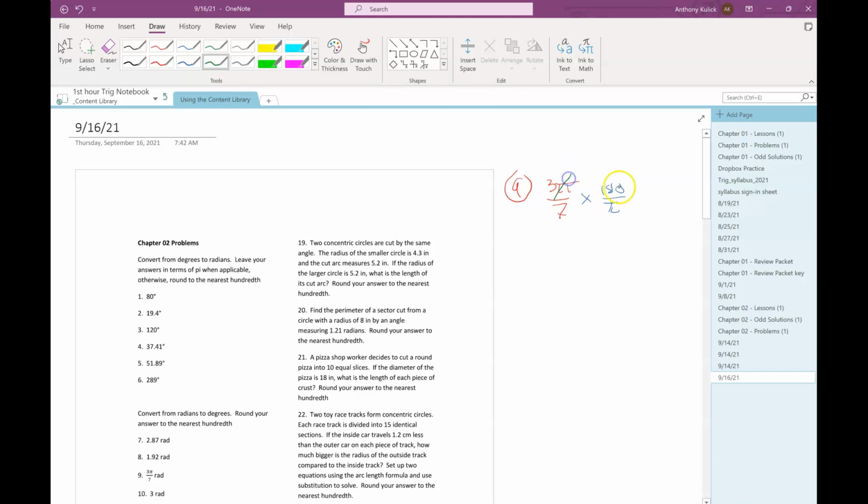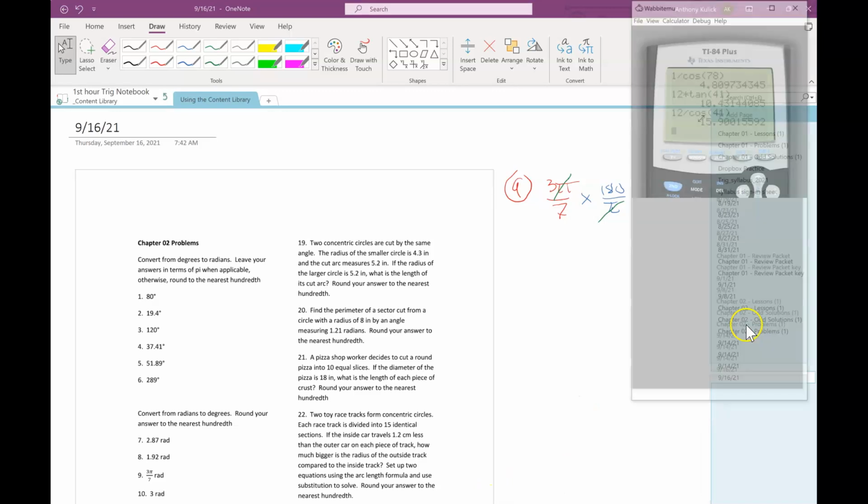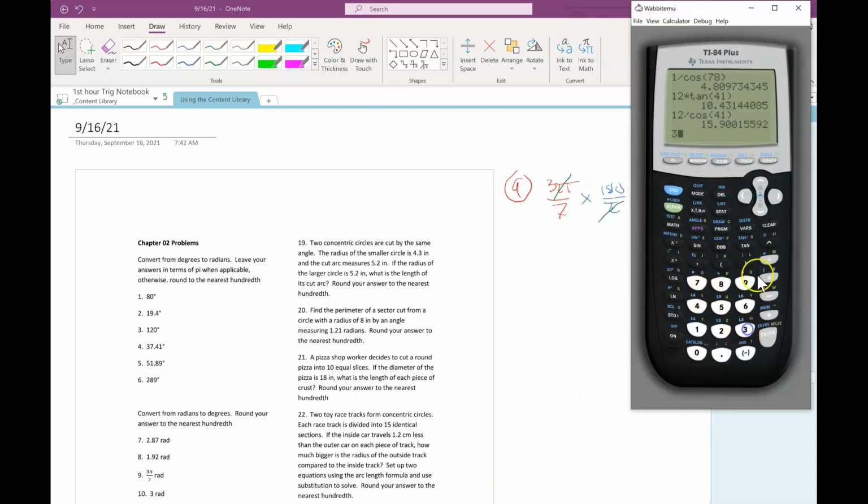Usually the way I like to do this is I just cancel the pi's by hand, and then I'll go to my graphing calculator and do 3 divided by 7 times 180, and that would be 77.14.